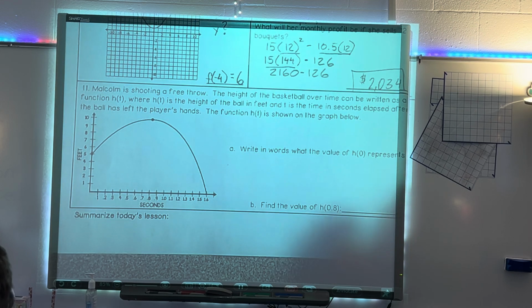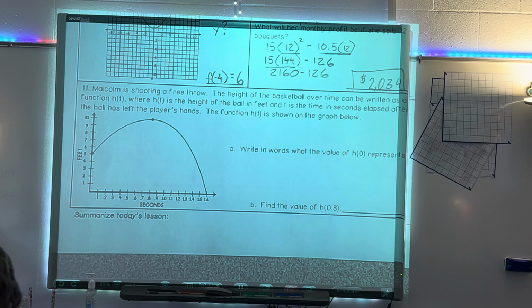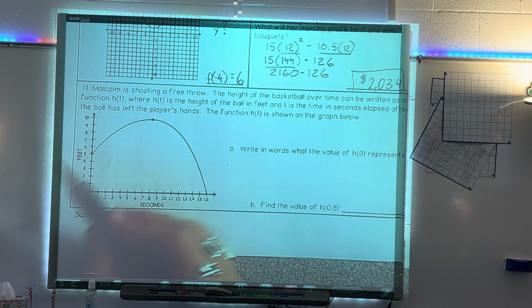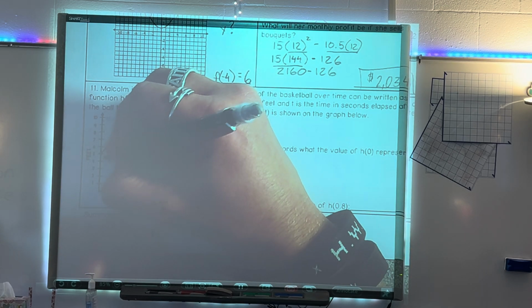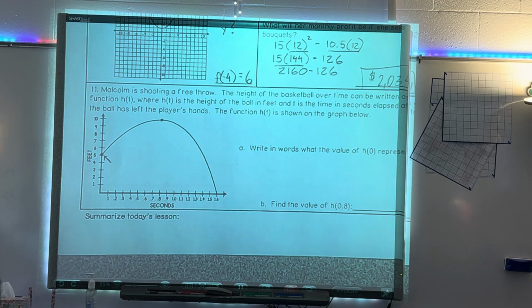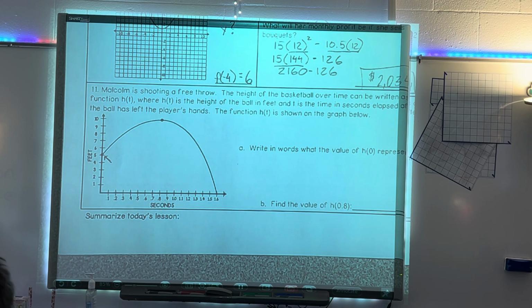All right, so think about, in this problem, we're talking about a kid shooting basketball, right? Okay, so if we come over here on this side of the graph, what does this point right here represent in this problem? H.